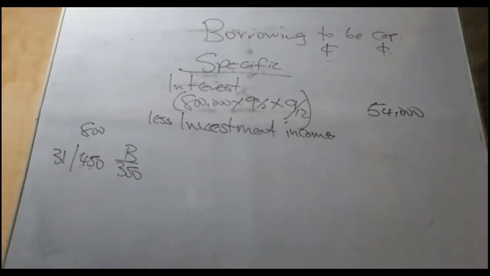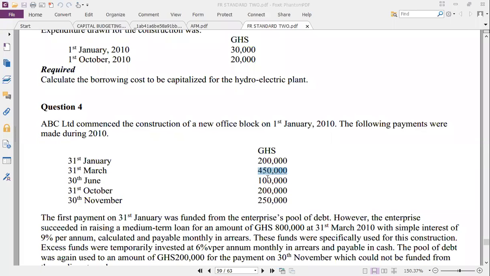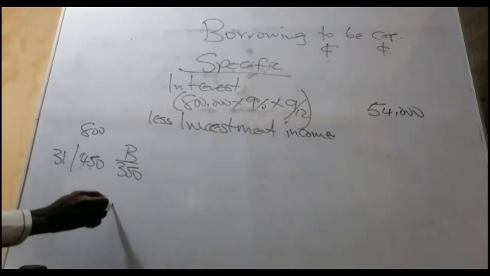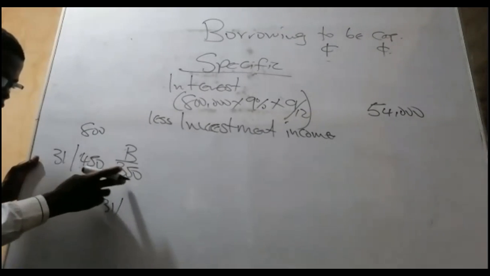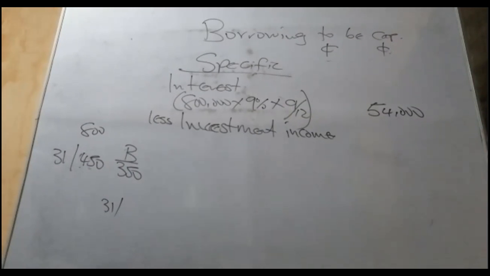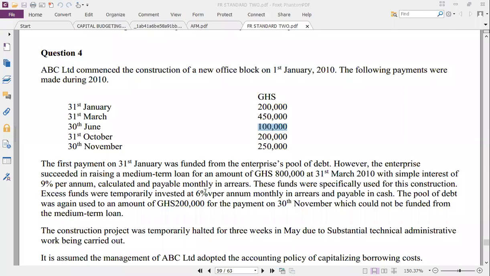So this 350 will be free until the next withdrawal or the next payment. The next payment occurred when? It occurred in June. In June they took 100. So it will be from 31st March to 30th June. How many months? April, May, and June. So making 3 months. That means this 350 will be free for 3 months. What's the investment rate? The temporary funds can be invested at the rate of 6%.